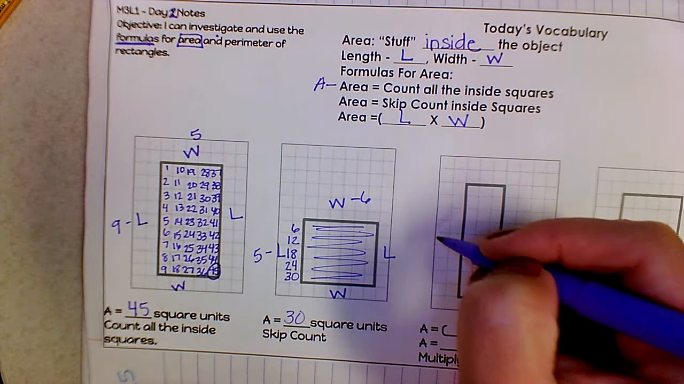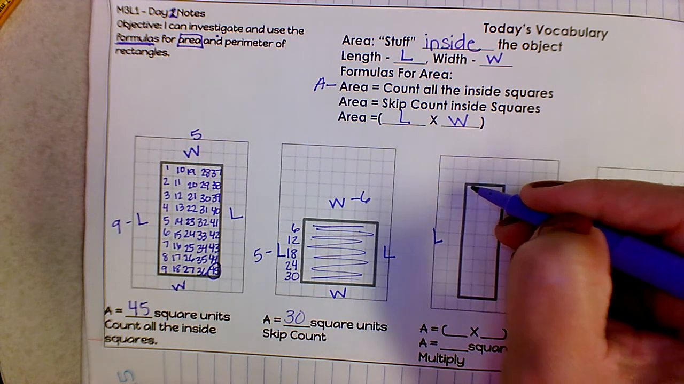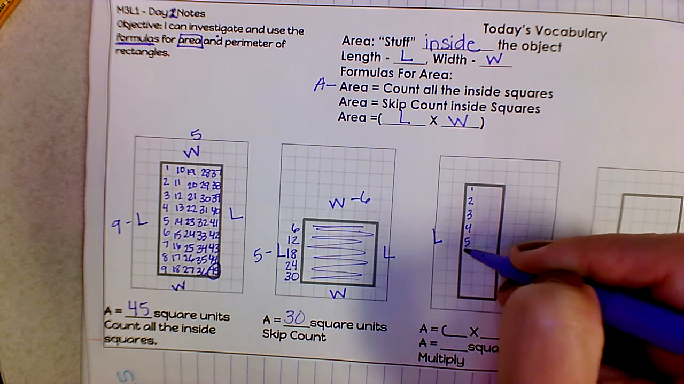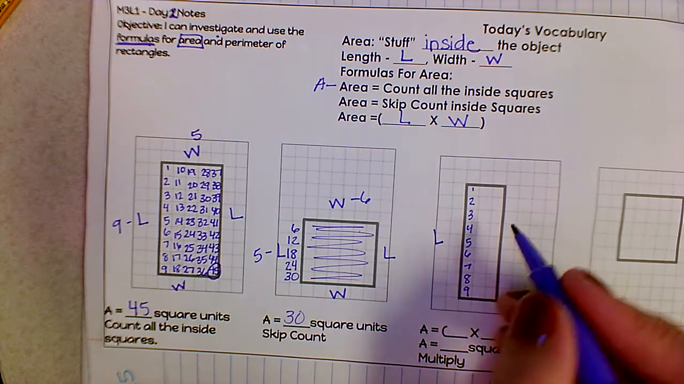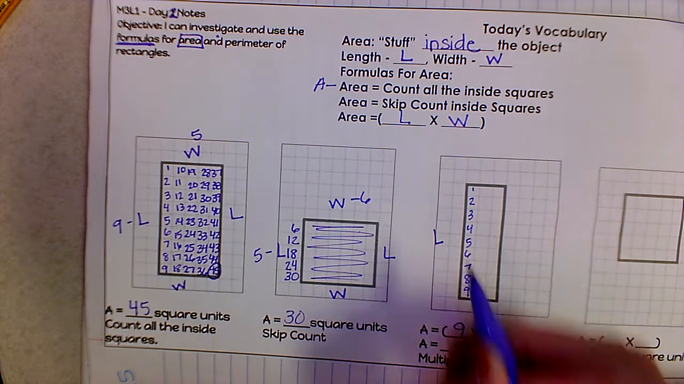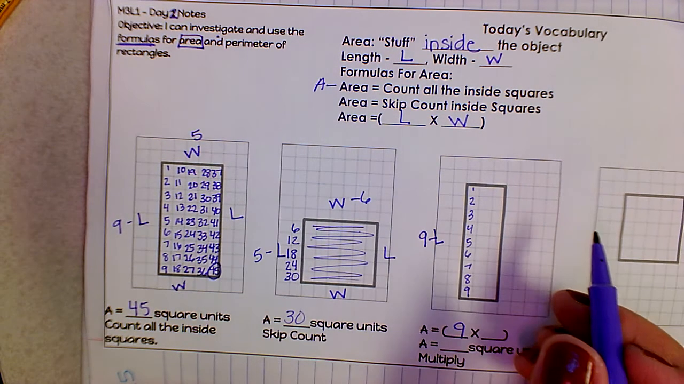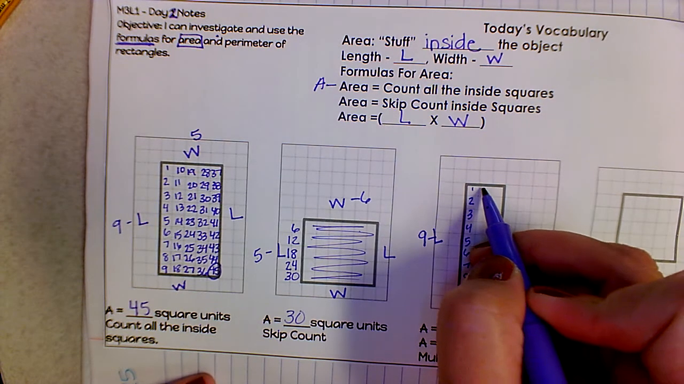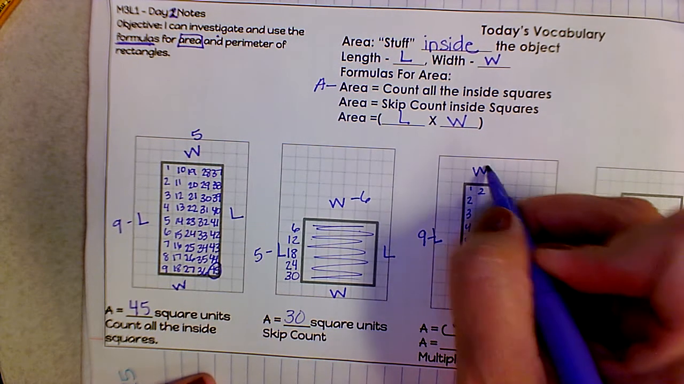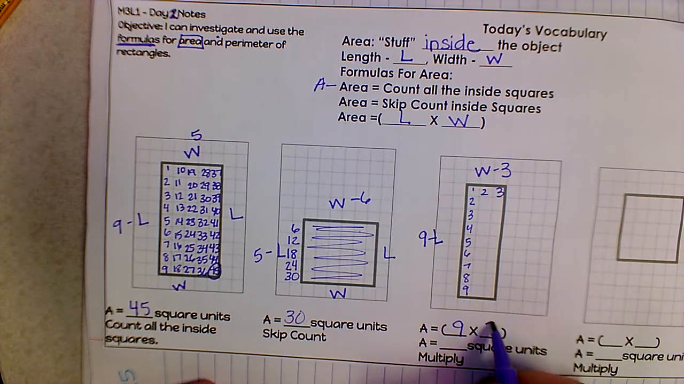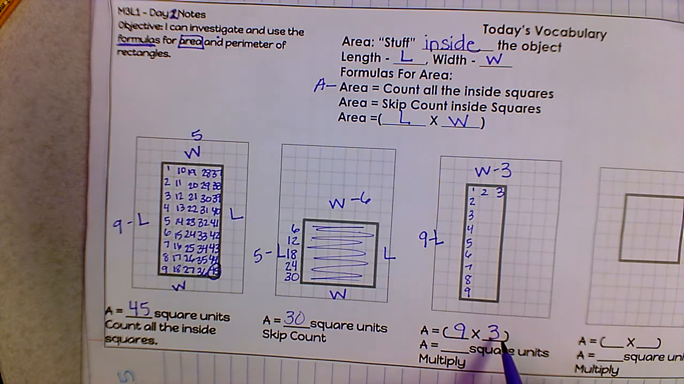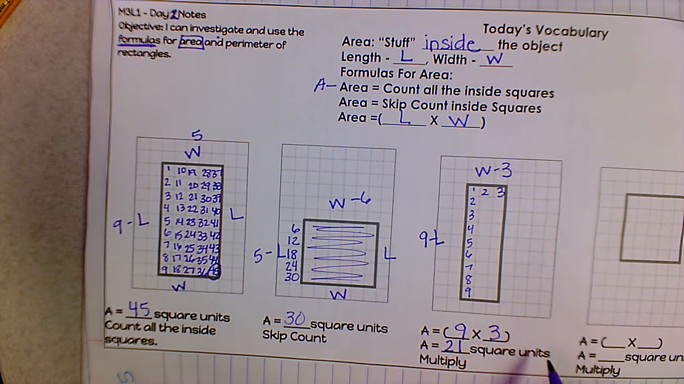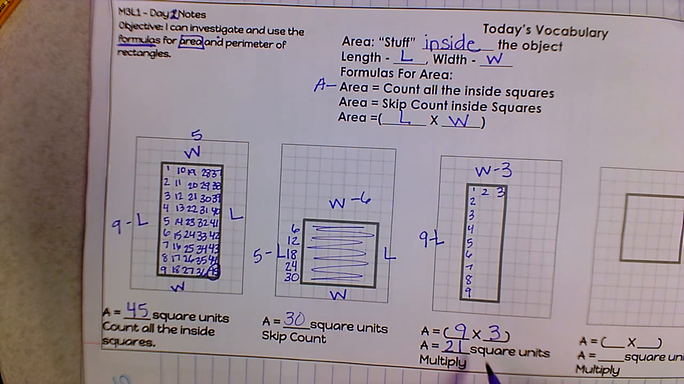So let's find our length. So here's our length. 1, 2, 3, 4, 5, 6, 7, 8, 9. Oh, my length is 9. Okay. And then across is 1, 2, 3. Oh, our width is 3. So it's 9 times 3. 9 times 3 is 27. So it's 27 square units. All we did was multiply 9 times 3.